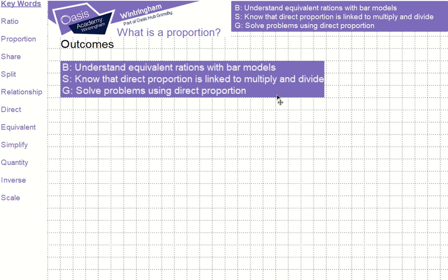The objectives today, I've already read them out. You can pause the screen if you would like to read them again.